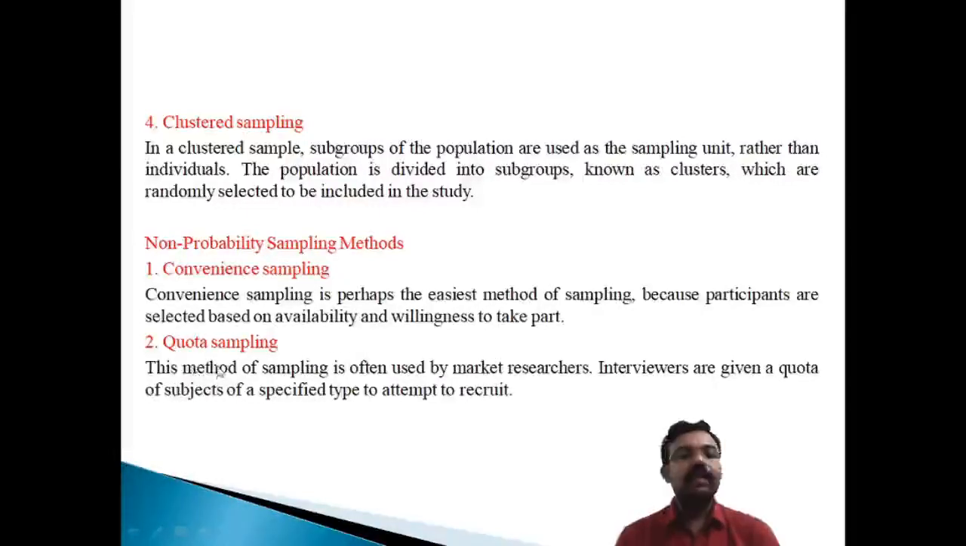The second one is quota sampling, and this method is often used by market researchers. It's mainly for marketing research, and interviewers are given a quota. They give a specific quota. You conduct a study on 50 people, but you must meet a quota range. Each person must conduct the study on this many people. Then you assign the quota and attempt to recruit specific types of participants. So specifying the quota for the researcher is known as quota sampling. The first one is convenience sampling, and the second one is quota sampling.